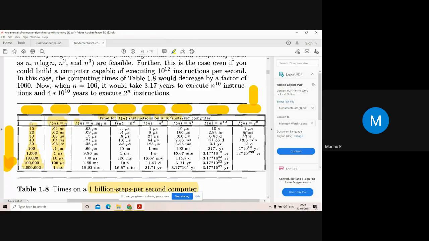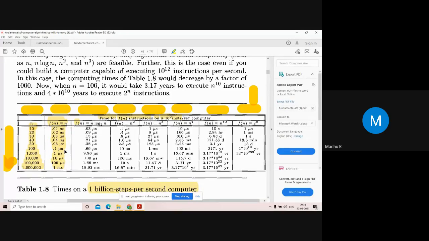Similarly, an n raised to 10 complexity algorithm will take 3,000 years to solve the problem. But an n raised to 4 algorithm will take only 100 milliseconds. N cube will take 1 millisecond. N square will take 10 microseconds. N log n takes 0.66 microsecond and n will take 0.1 microsecond.